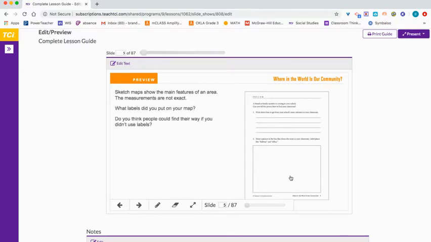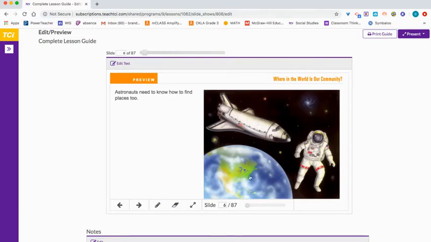So what you're going to be creating is a map, and you're going to be thinking about, did you put labels on there? Can you tell me what things are on your map? Now what I want us to do is, like I said, we're going to be zooming all the way out, and we're going to be thinking about astronauts. Along the side here, you're going to see some focus questions and then a picture to go with it.